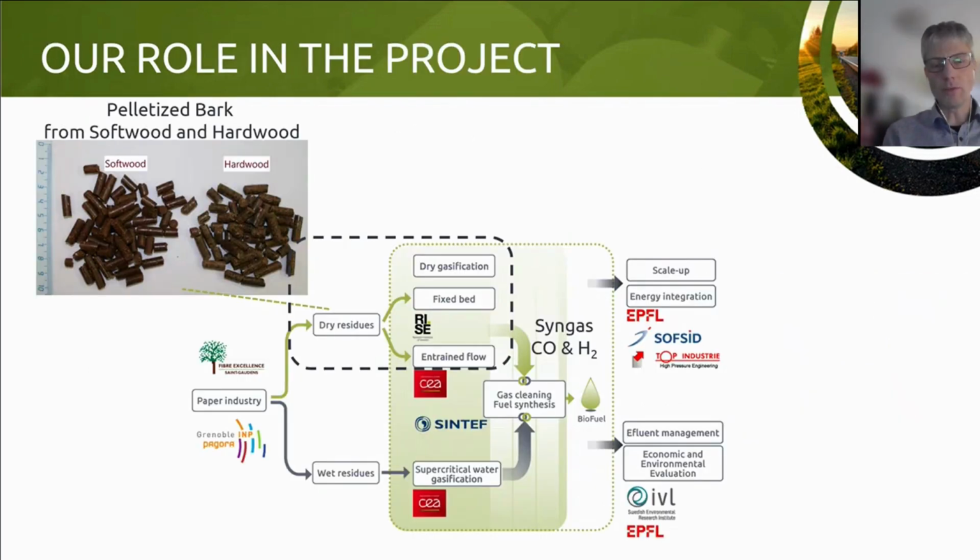Our role in the Pulp&Fuel project was therefore the gasification of dry paper mill residues. This means essentially the bark coming from the logs processed at the mill. In this project, two bark assortments were tested, both a softwood bark and a hardwood bark. These feedstocks were dried, milled and pelletized before any further processing.